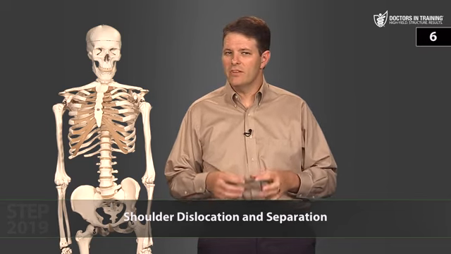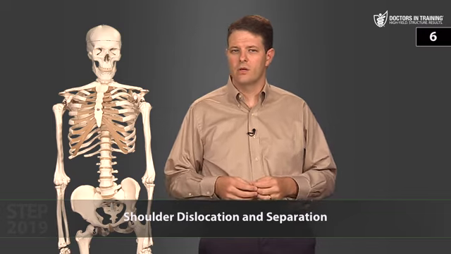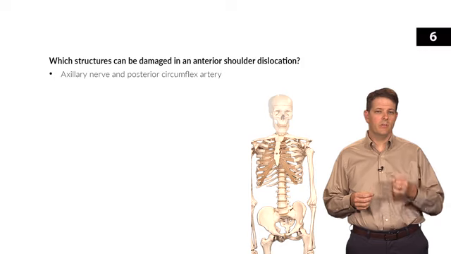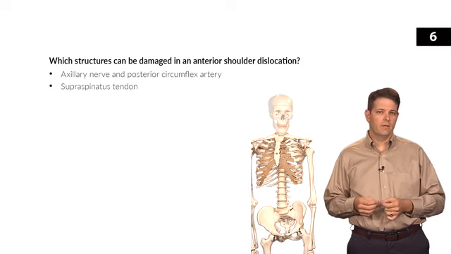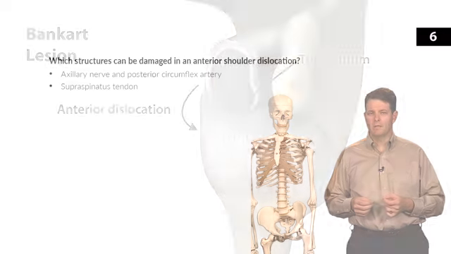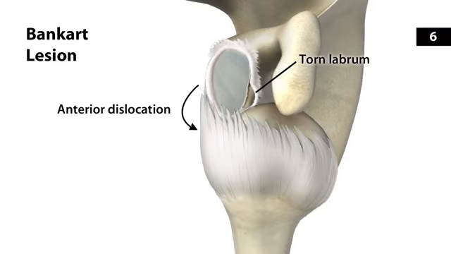Then the next question says, what structures can be damaged in an anterior shoulder dislocation? This question in and of itself is probably about 3 stars. With an anterior shoulder dislocation, you can have injury to the axillary nerve and the posterior circumflex artery, an injury to the supraspinatus tendon that we were just talking about with shoulder impingement. You can also injure the anterior glenohumeral ligaments, and then you get some separation of the glenoid labrum from the articular surface of the anterior glenoid neck. That's called a Bankart lesion.